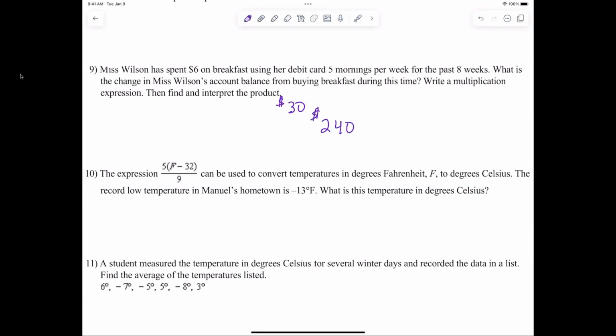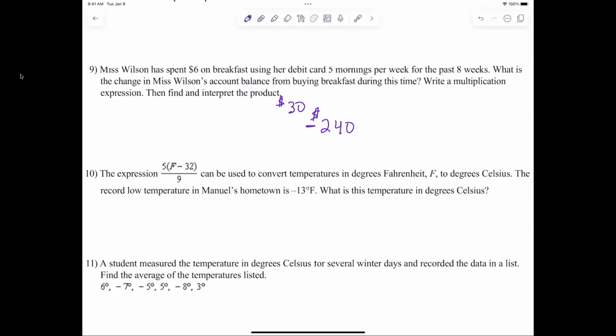So what is that going to do to her bank account? That's correct. So that's negative 240. I did 5 times 8 first, and then I did 40 times 6. And is there a difference? No. Does it matter what order you multiply? No. It does not matter.